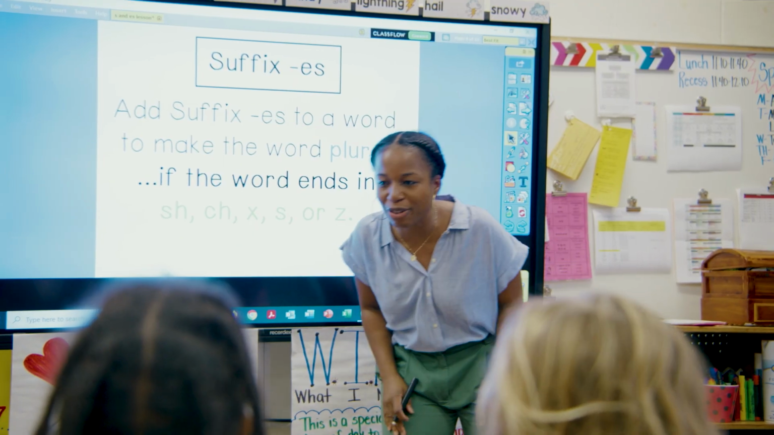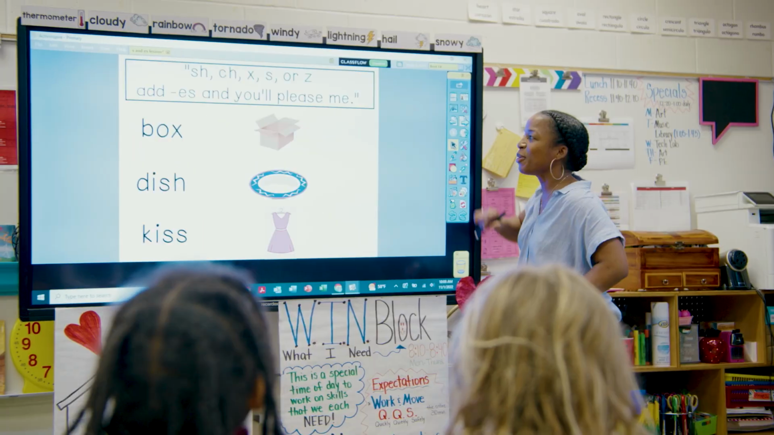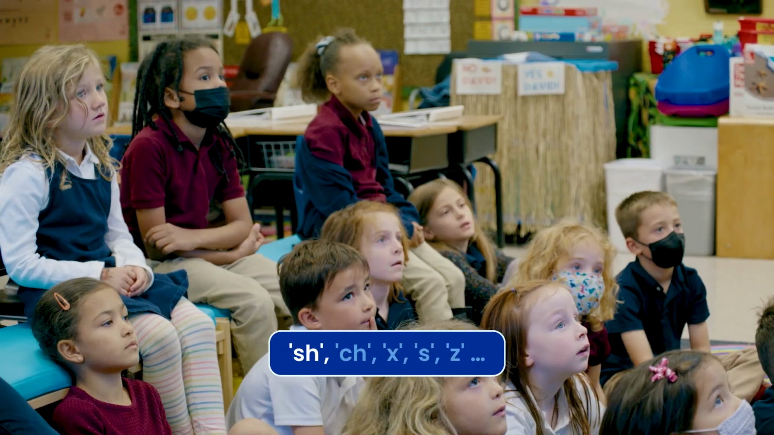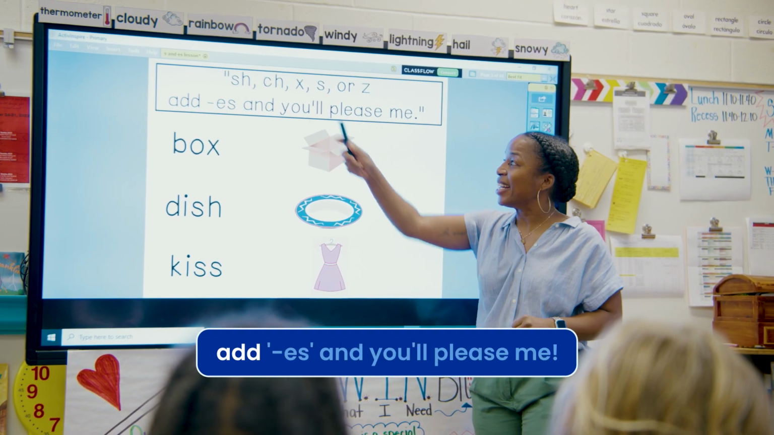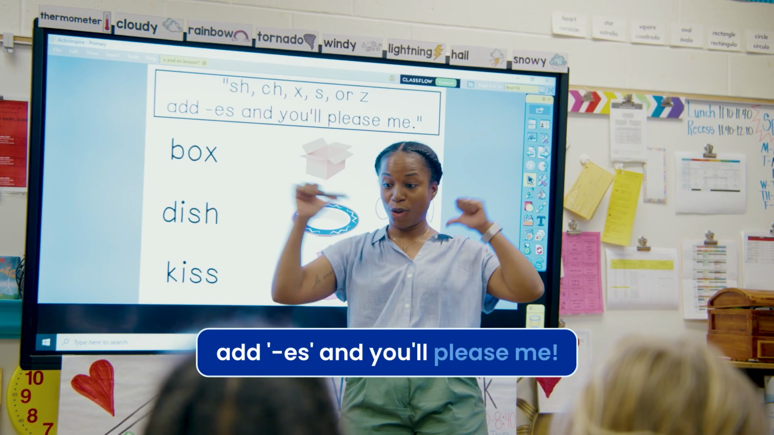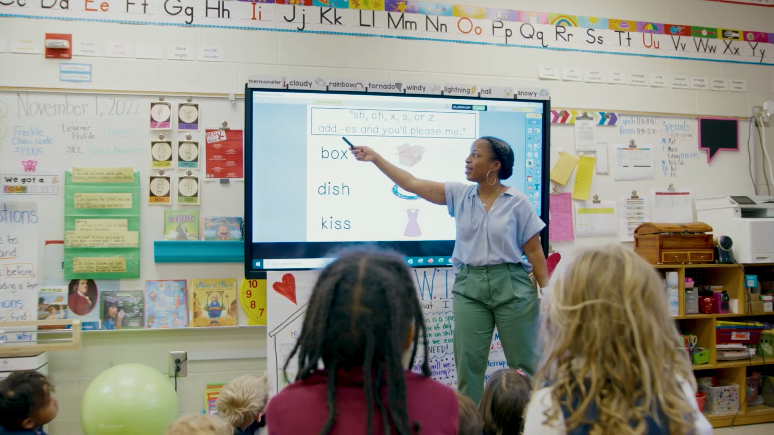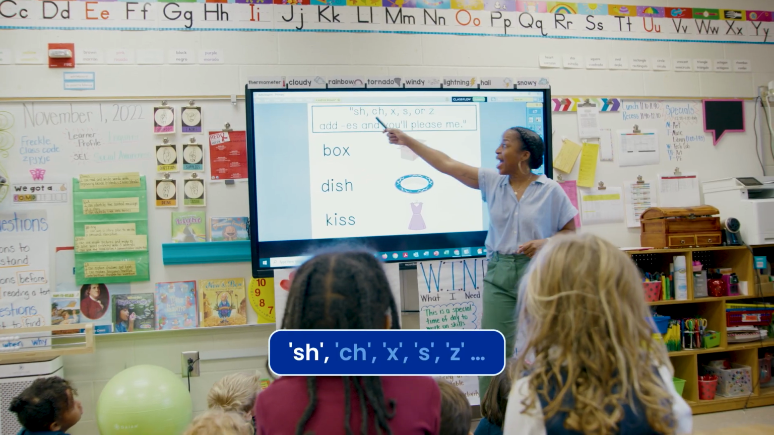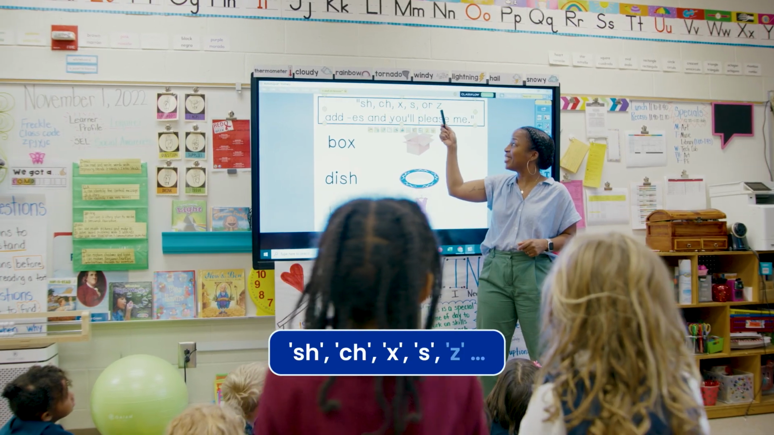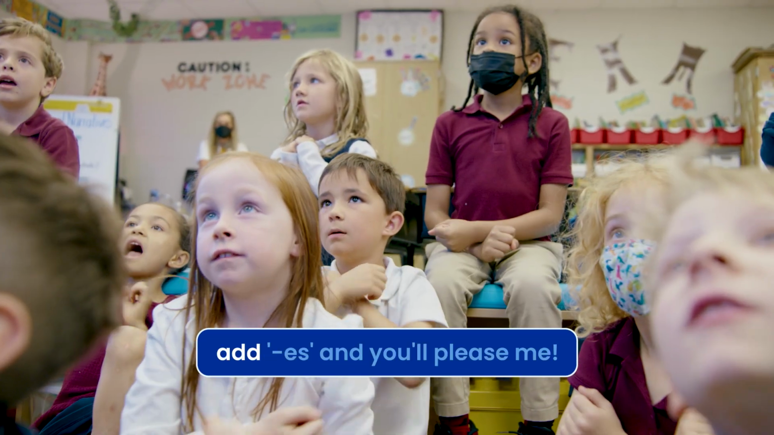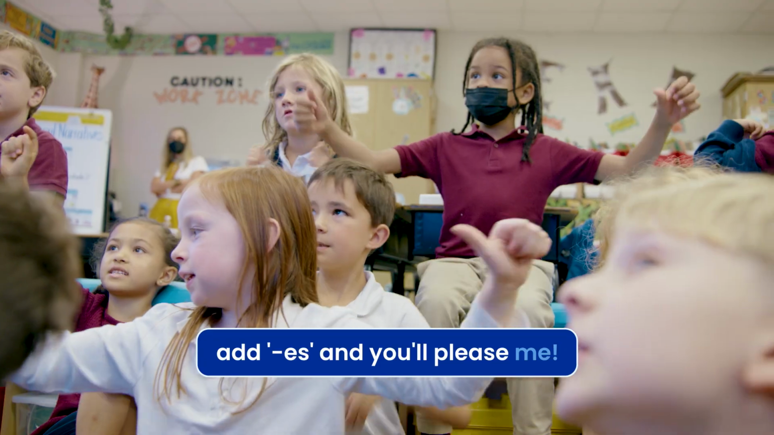Okay, and I have a little cheer for us. You ready for a little cheer? Yeah! Okay, there we go. Okay, so the cheer goes like this. SH, CH, X, S, Z, add ES, and you'll please me. We're gonna do the first part first, and then the second part. Let me hear you say, SH, CH, X, S, Z, add ES and you'll please me.